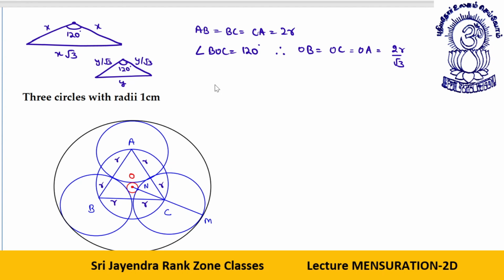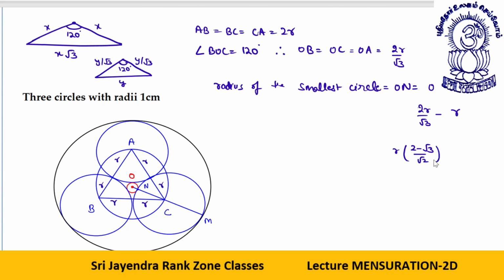Radius of the smallest circle, ON. ON will be what? The radius of the smallest circle, ON will be OC minus CN. OC you already have calculated 2R upon root 3 minus CN is actually R. CN is the radius of the circle, na? So CN is R. So what you get R into 2 minus root 3 by root 3. You have got the radius of the smaller circle.